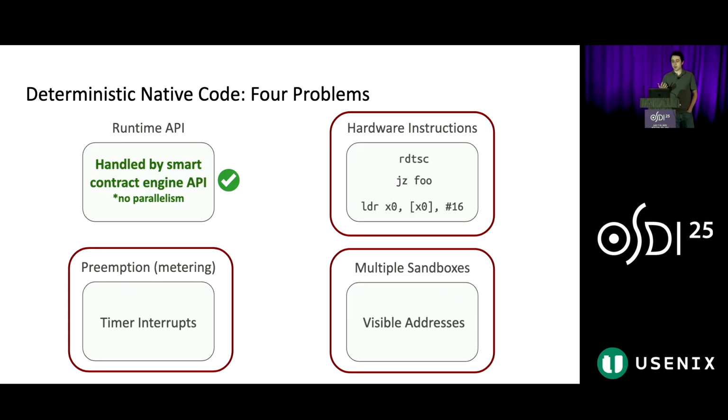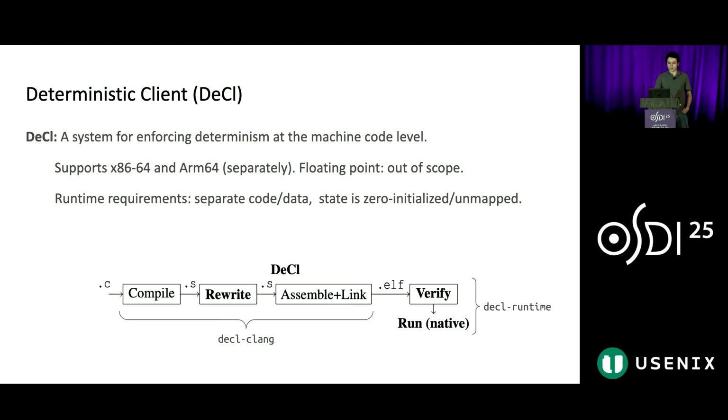And the last case is when we want to run multiple sandboxes in the same address space so we can run them as part of a Linux process. We need to make sure that, if we're loading them at random places in the address space, the sandbox can't see addresses related to that, because that's a source of non-determinism. So DeCl is this project for enforcing all these types of determinism. And we support x86 and ARM. These are separately supported. And for this version, we consider floating point to be out of scope.